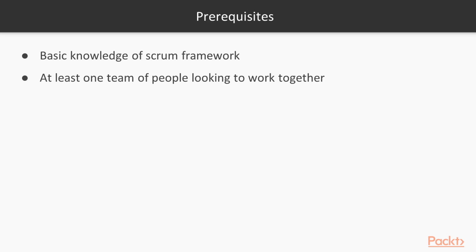So there aren't a lot of prerequisites for this course, just a couple of things that I thought would be helpful. One is to have a basic knowledge of Scrum. We're going to reference Scrum a fair amount as we're running an Agile project in JIRA, and so that would be helpful for you to know. And then also, it would be nice to have at least one team of people that are looking to work together, because that's what JIRA is really great for, is having a team of people work together, not necessarily just one person working on something, although it can work for that, but having a team that you can apply these concepts to once you've learned them will be really helpful.